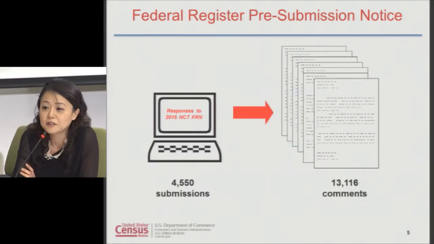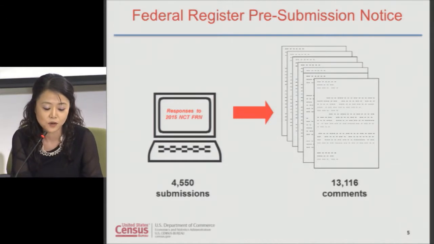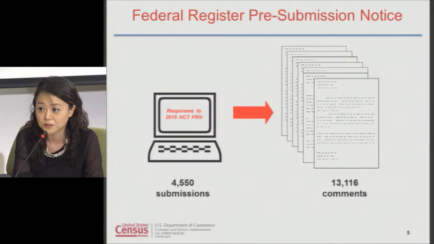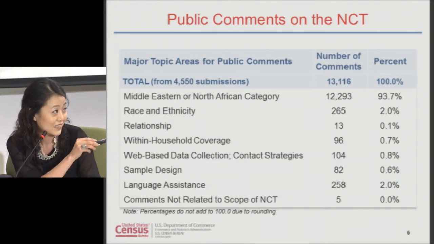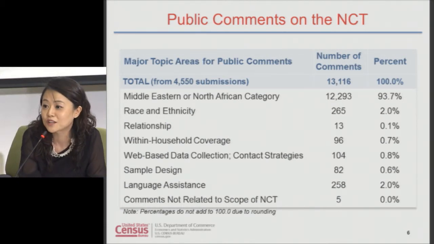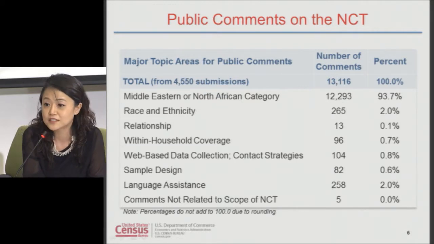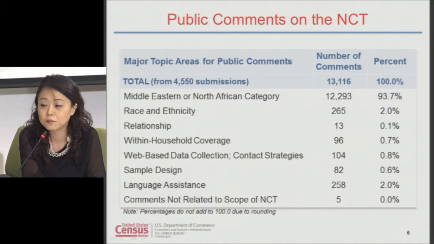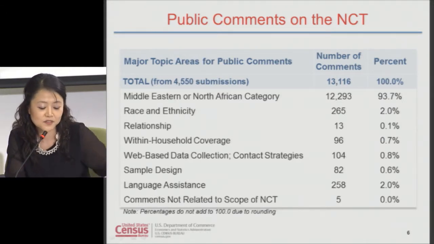These submissions generally were comprised of 1 or 2 comments about the test, but many of these were multi-page letters with several comments on different aspects of the test. So in total, I missed my cue. In total, we received 13,116 comments. So all of these comments were reviewed by Census Bureau experts and categorized into various topics, and the responses were drafted to address each of these comments and have been included in the OMB package that's currently under review. All right, let's look at the types of the comments that we received.